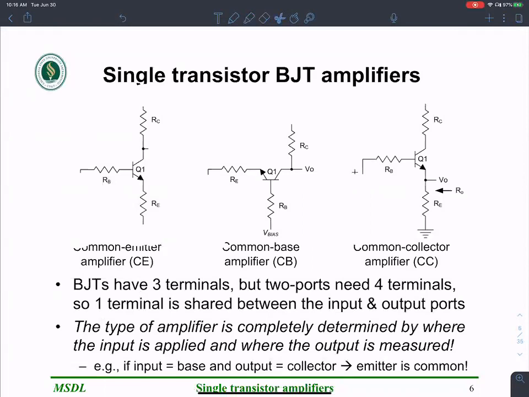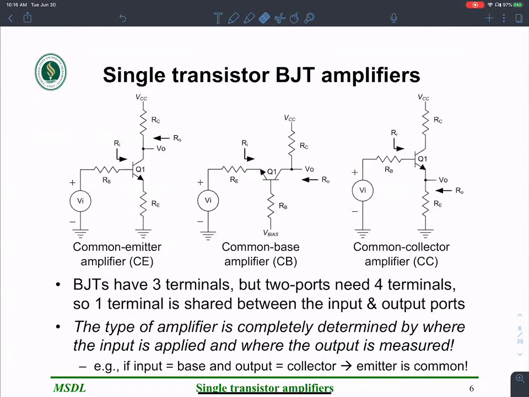But once I begin to apply the inputs, then they appear differently; they behave differently. If I were to apply the input on the base and the output on the collector, then it is the common emitter, and so on. If the input is on the emitter and the output is on the collector, then I have the common base amplifier. And then input on the base, output on the emitter. This is also called emitter follower, remember? The output is simply going to follow the input.